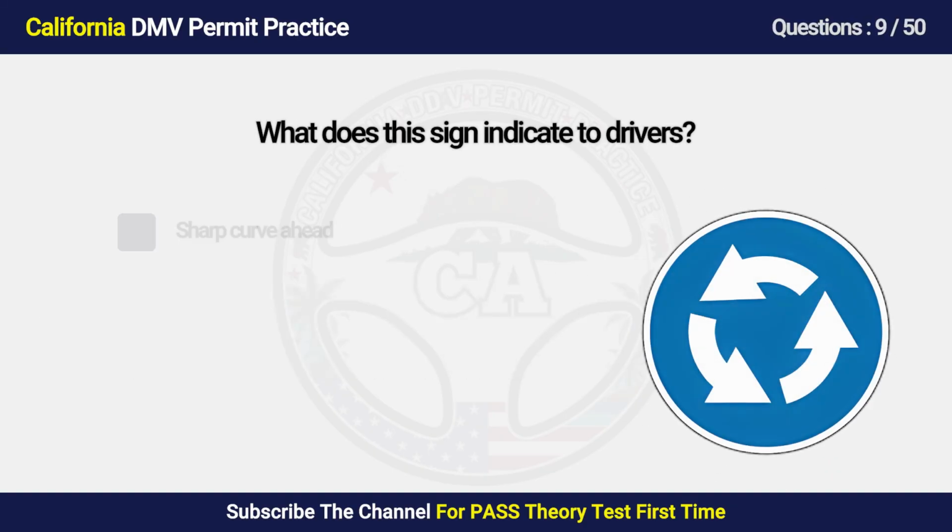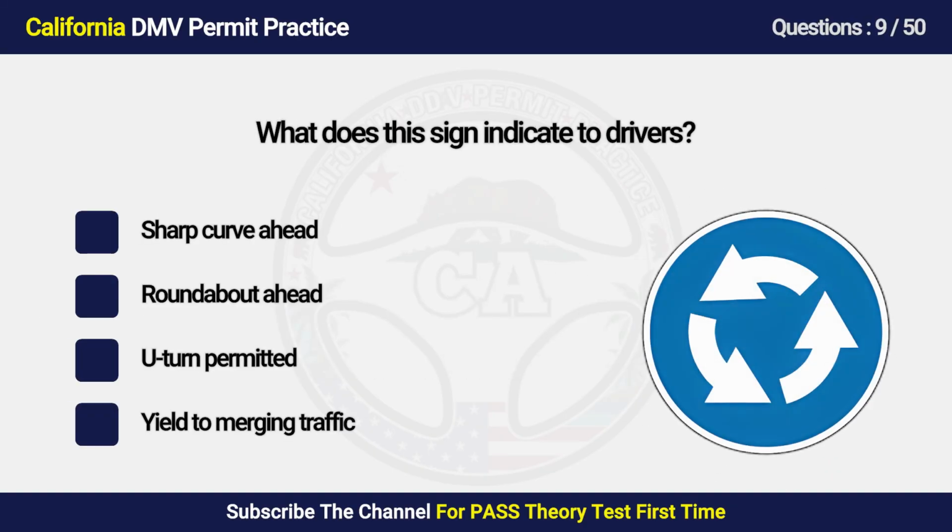Question 9. What does this sign indicate to drivers? A. Sharp curve ahead. B. Roundabout ahead. C. U-turn permitted. D. Yield to merging traffic.